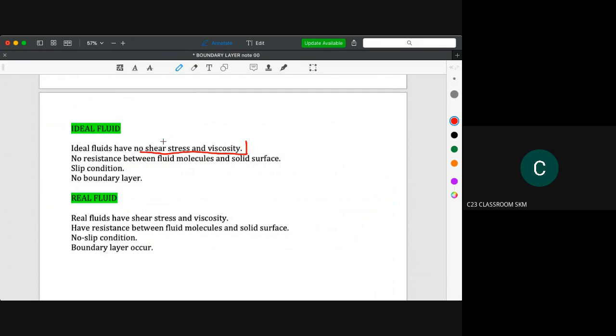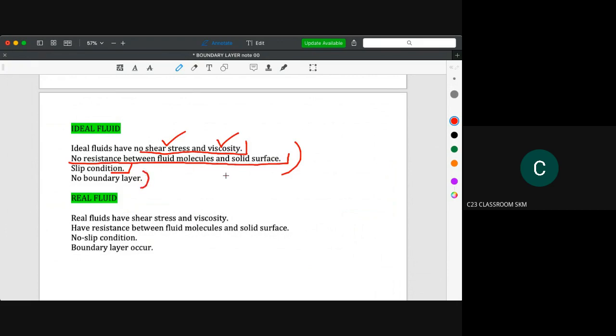Because there is no effect of shear stress and viscosity, you will find that there is no resistance between fluid molecules and the solid surface. No resistance means that the molecules will not stick on the surface. You know the reason why molecules stop on the solid surface is that there is a lot of resistance. Because there is no resistance, the molecules will flow on the solid surface, so it is a slip condition. According to these ideas, in the ideal fluid that you learned previously in ideal flow, there is no boundary layer.